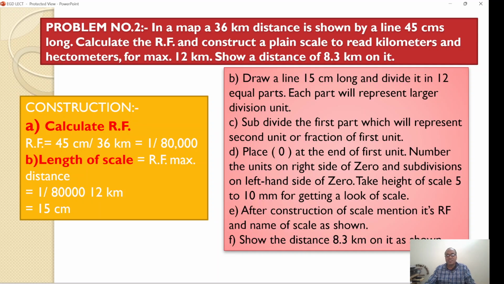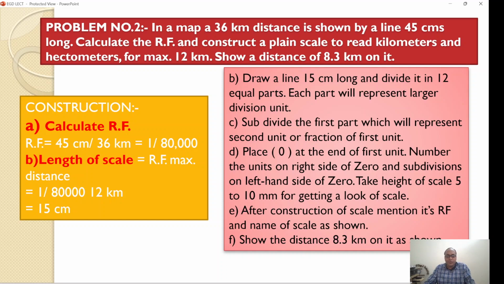In the next problem, this is a different type of problem. What it says is: in a map, a 36 kilometer distance is shown by a line of 45 centimeter length. Calculate the RF and construct a plane scale to read kilometers and hectometers for a maximum of 12 kilometers, and show a distance of 8.3 kilometers on it.